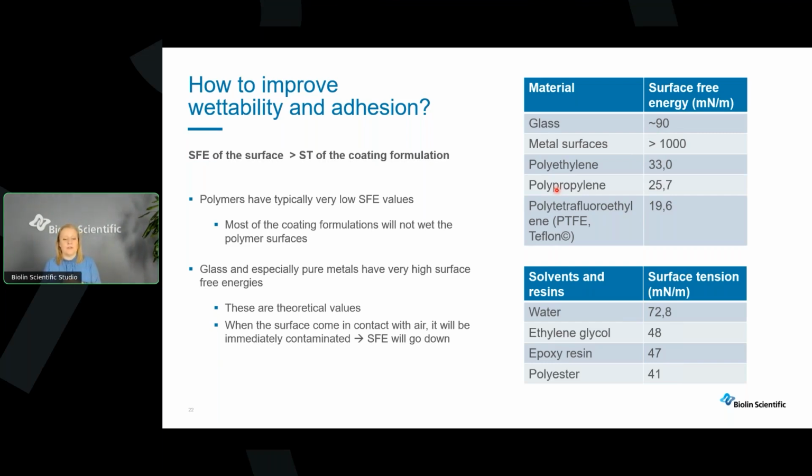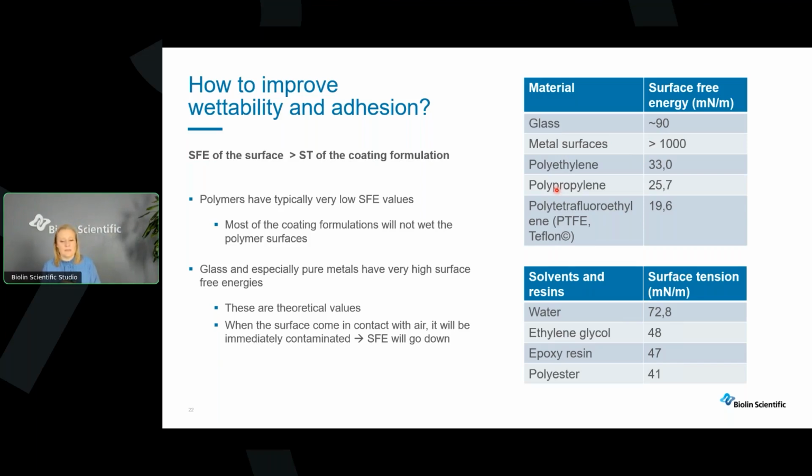But of course, if we take that type of high surface free energy solid outside of vacuum, if we bring it in contact with air, it will immediately be contaminated because there is this tendency in nature to lower these energy values. So you cannot really measure these high surface free energy values for metal surfaces in a normal lab environment.